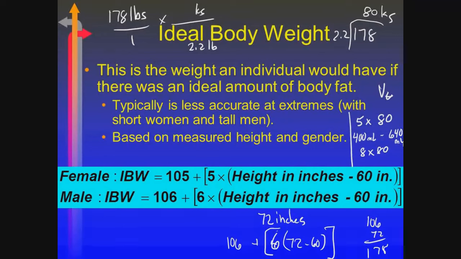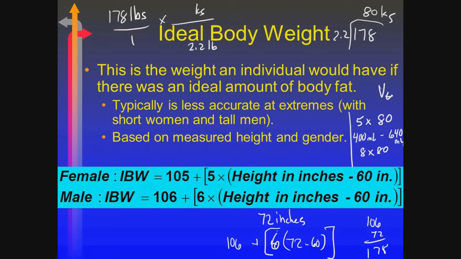First thing I do is I calculate out my ideal body weight based upon if you're a female or a male. Two different formulas, similar in nature, but two different formulas. And that'll tell me my ideal body weight in pounds. I then convert to kilograms and multiply 5 times that ideal body weight and 8 times that ideal body weight. And that'll tell me my range of tidal volumes.